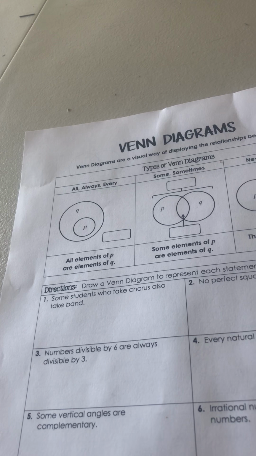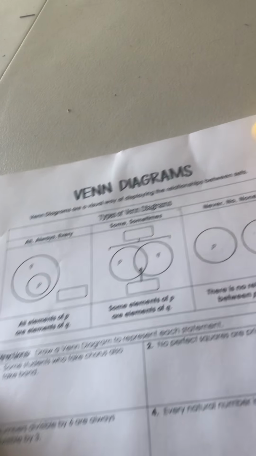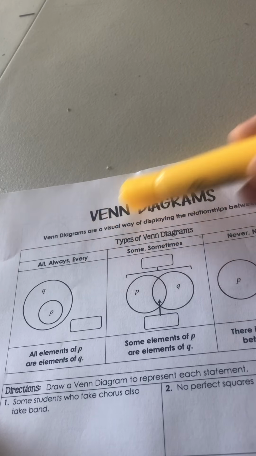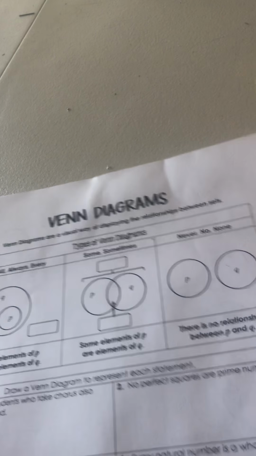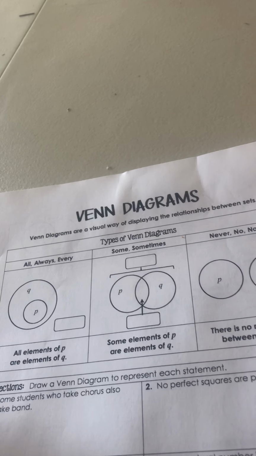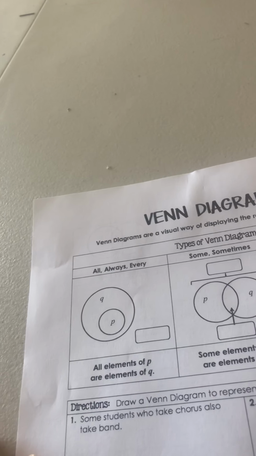Okay, we're going to talk about Venn diagrams today, which are a visual way of displaying relationships between two sets, or maybe three sets, however many circles you have, okay? So a type of Venn diagram, we have a couple.